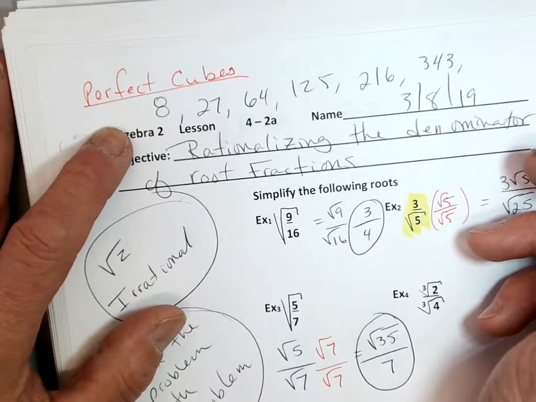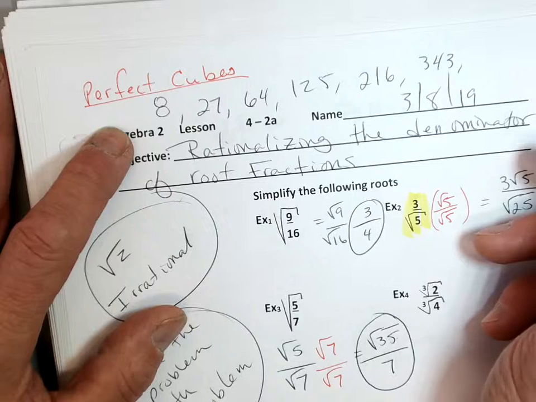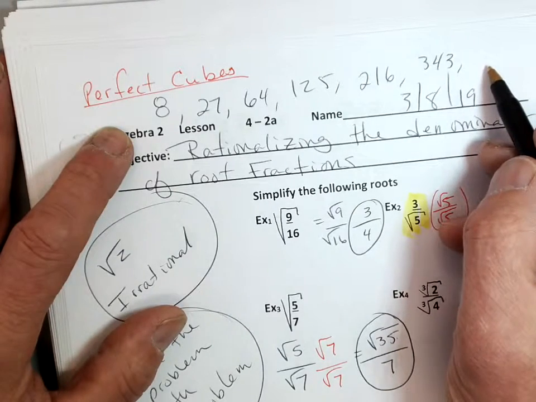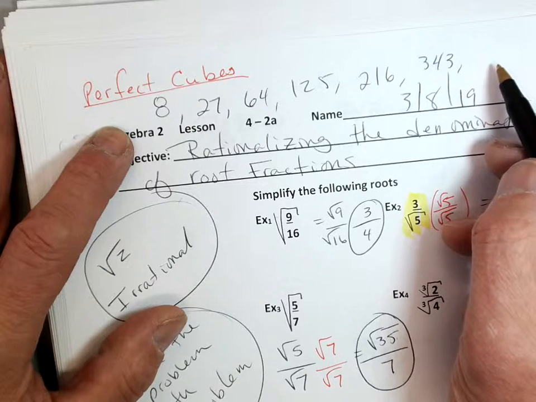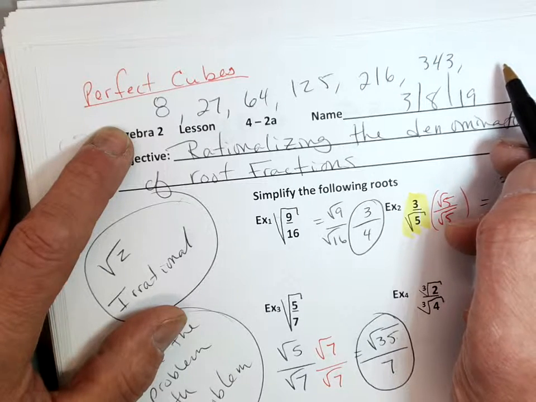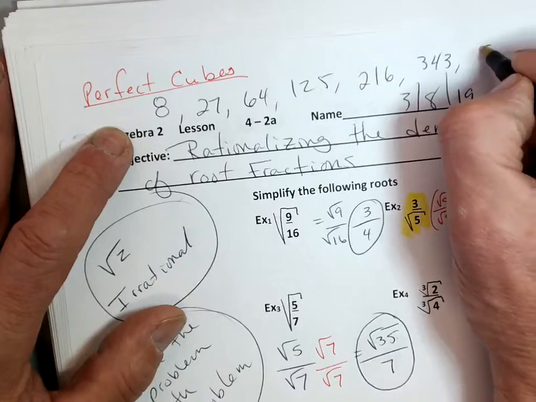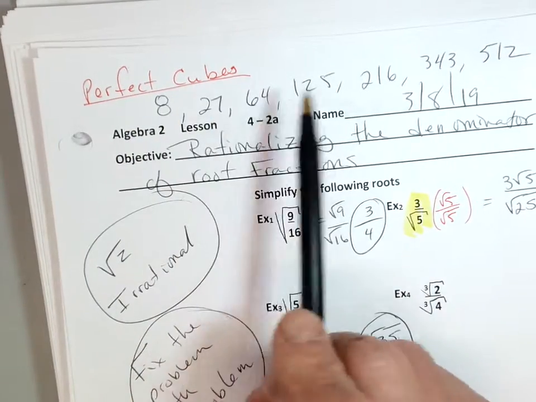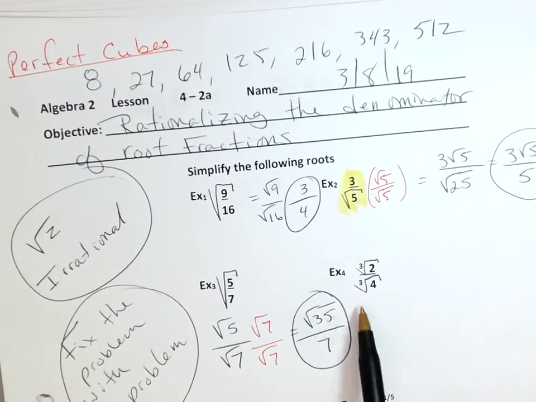512? Do we have a calculator? Is it 512? Let's double check. Are you sure? What is 8 cubed, you guys? Are you doing it? Ledger, are you doing it? 512. Is it 512? And that's probably all the further we need, okay? Now these are our perfect cubes, right? So let's take a look at example 4.